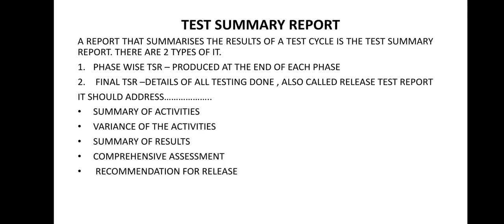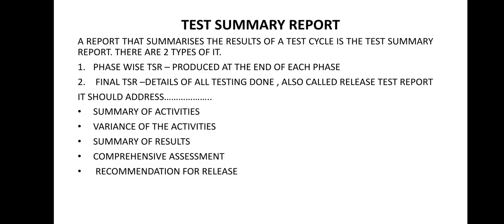A report that makes a summary of all the results of all the test cycles is known as a test summary report. Basically, we can classify it in two types. The first one is phase-wise TSR, that is the phase-wise test summary report. It is produced at the end of each and every phase. The next one is the final test summary report, which gives details of all testing done. In it we can find a lot of things, like the summary of activities, the variance of the activities, and the summary of all the results.